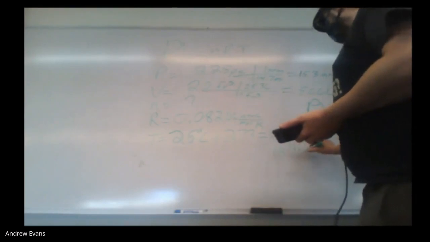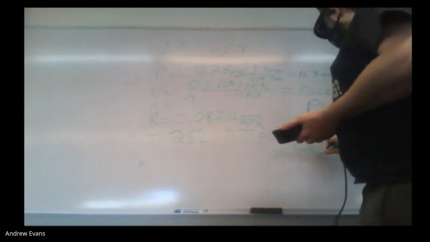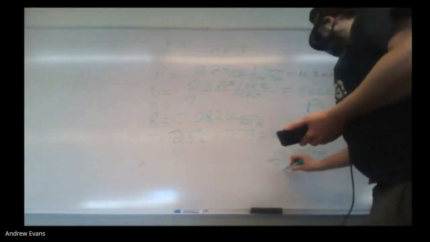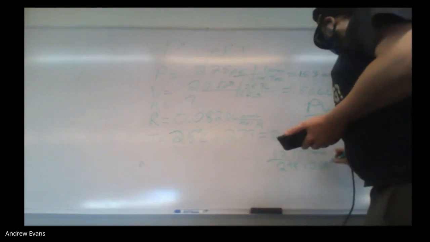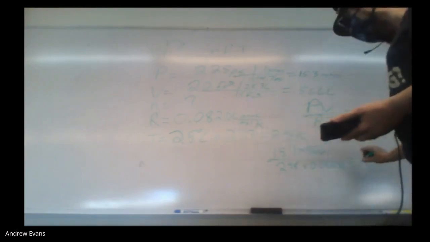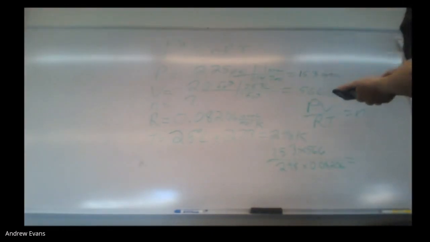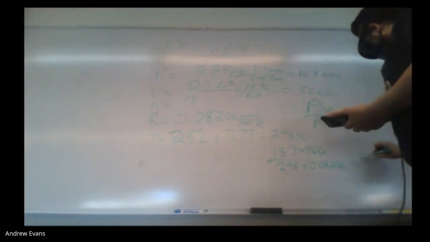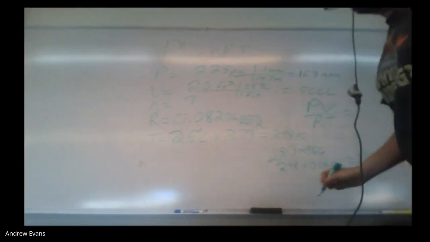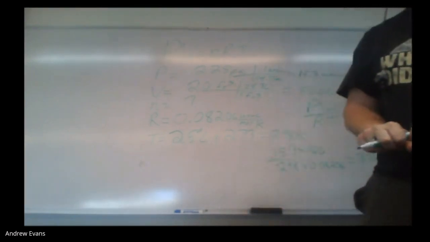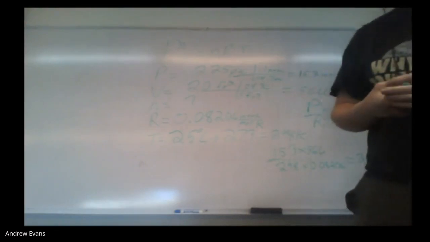So 15.3 times 566 divided by 298, also divided by our R. We evaluate that, and that would be 354 moles. So a good chunk of gas. Good chunk of gas, 354 moles.